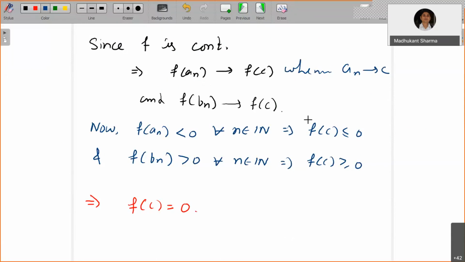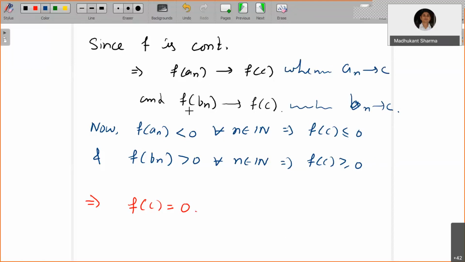Okay. Similarly, f of bn also converges to f of C. Now, since f of an is less than 0, its limit will be less than or equal to 0. So what is the limit value? It is f of C. So f of C must be less than or equal to 0.